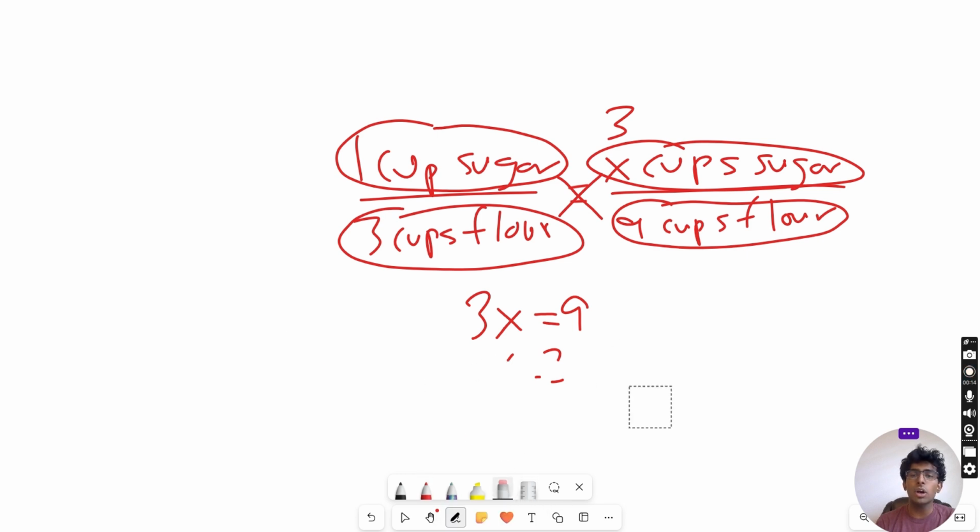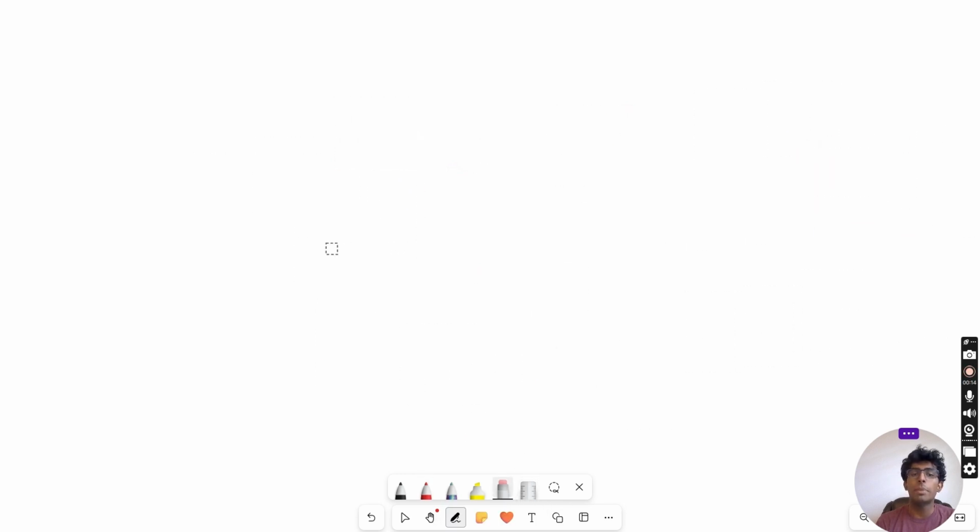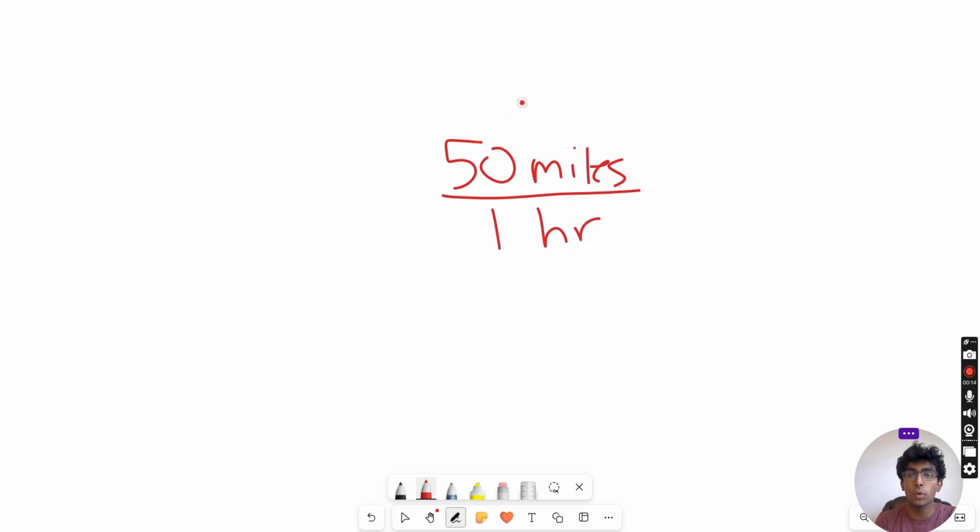And then rates are basically ratios, but you're comparing different units. So for example, 50 miles per hour. Technically we can write that as 50 miles divided by 1 hour. So this is an example of a rate. We have a ratio here, the 50/1, which can be simplified to just 50. And we have different units for the numerator and the denominator: miles in the numerator and hour in the denominator. So that's what a rate is. You're dividing two numbers with different units.